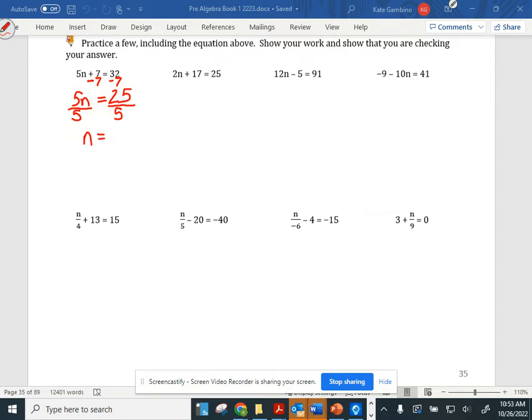What is 25 divided by 5, James? 5. So my answer is n equals 5. Now I have to plug it into my equation to check my work. So I'm going to say 5 times 5 plus 7 equals 32. So 5 times 5 is 25, plus 7 equals 32. 25 plus 7 is 32, equals 32.